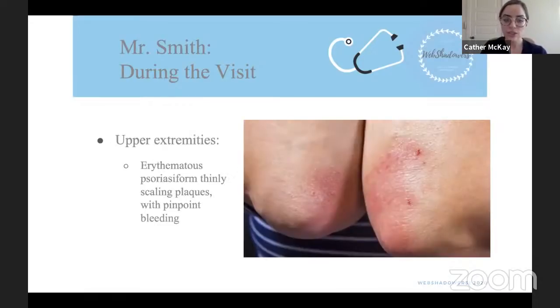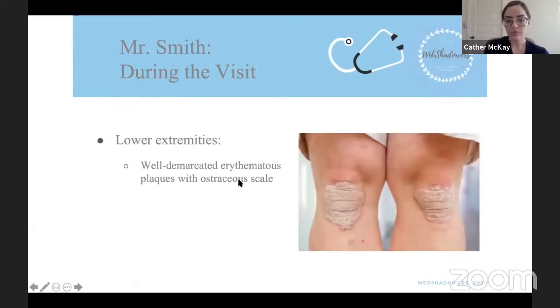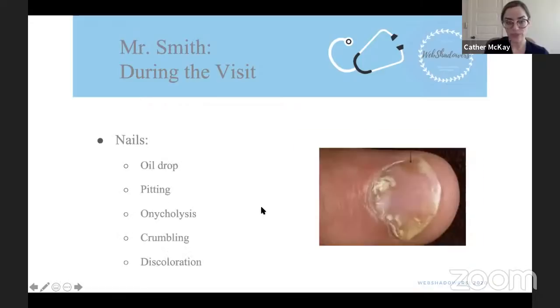On his elbows, you see these erythematous plaques. Psoriasiform is one way to describe the appearance of this. Thinly scaling plaques, so the scale is just a little bit thinner, and you've got some pinpoint bleeding going on too. On his lower extremities, again, they're well demarcated erythematous plaques, and you have that very thick ostraceous scale.